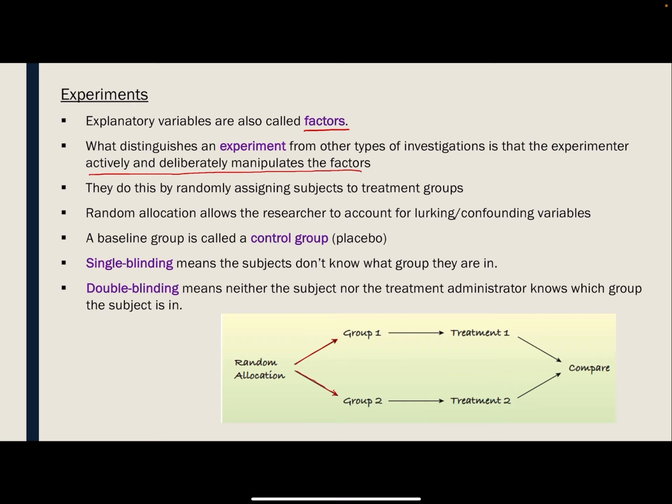Also, single blinding and double blinding. Single blinding means that the subjects don't know what group they're in, and double blinding means that the treatment administrator also doesn't know what group they're in.